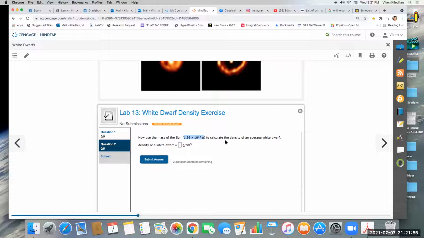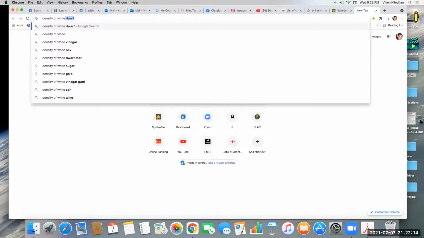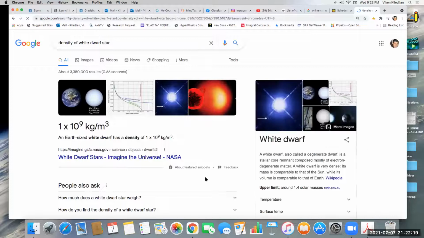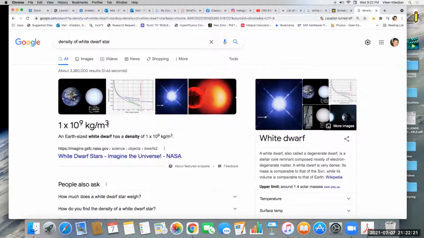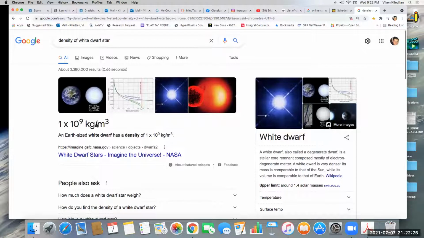So the mass of the sun divided by the volume, and you're going to get the density of the white dwarf. And you're going to see that the density of the white dwarf is huge. The density of water is 1 gram per cubic centimeter, but the density of a white dwarf is very, very huge. So the density of a white dwarf star, in terms of kilograms per cubic meter, is 1 times 10 to the 9th kilograms per cubic meter.